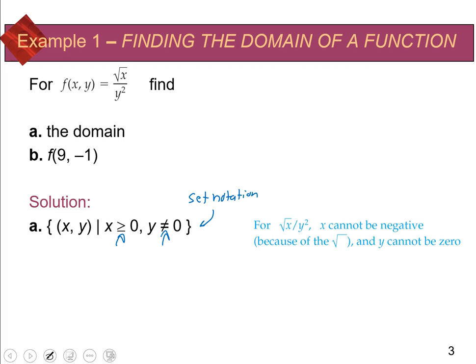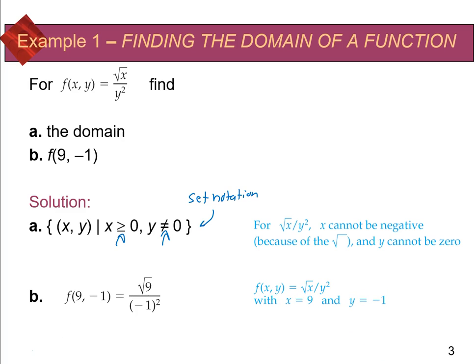As far as b goes, f of 9, negative 1. The first thing is, take a quick look to see this. I mean, it's in the domain. 9, negative 1 is in the domain because the x value is greater than or equal to 0. Negative 1 is not 0, so it fits that rule very well. And all I'm going to do is what I did before. I'm just going to plug the values in where they belong. So I'm going to get the square root of 9 over negative 1 squared, which when I simplify it becomes 3 over 1 or 3.